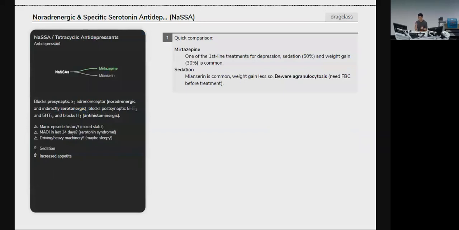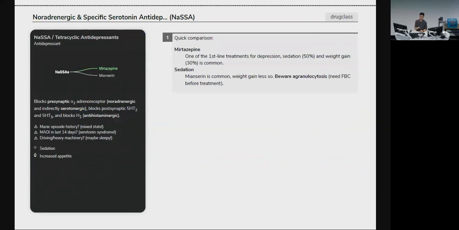The final first line treatment for depression is mirtazapine. Mirtazapine comes under this class of noradrenergic and specific serotonin antidepressants, which is a bit of a long name. But this drug, mirtazapine, and its closely related sister, mianserin, which is not first line, work in a slightly different mechanism. They block presynaptic alpha-2 adrenoreceptors.